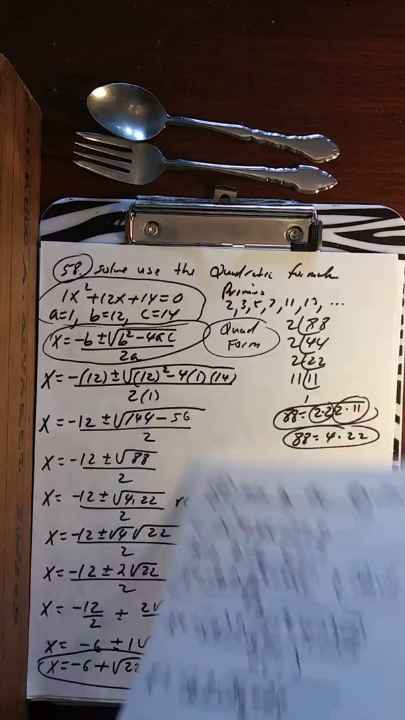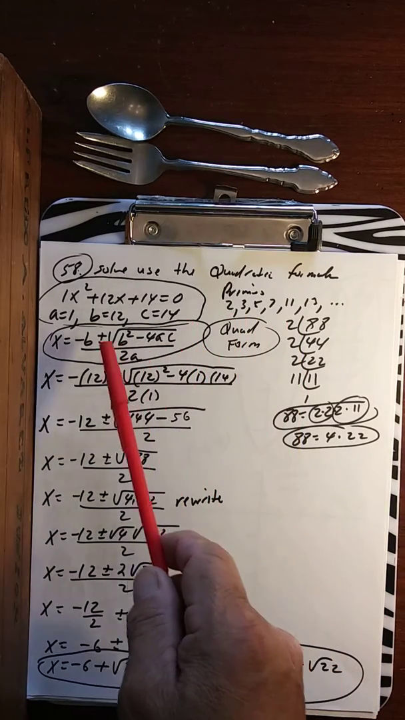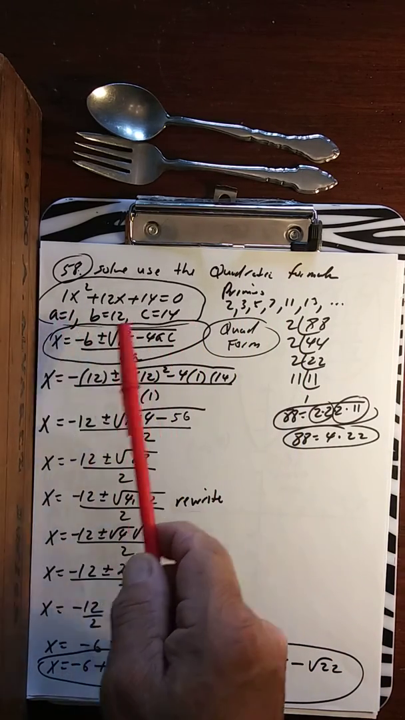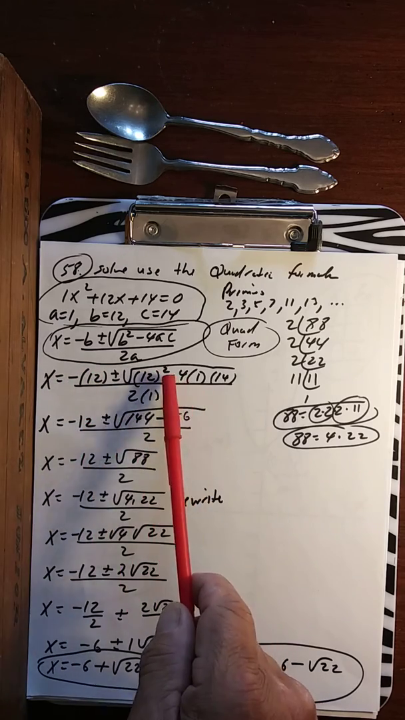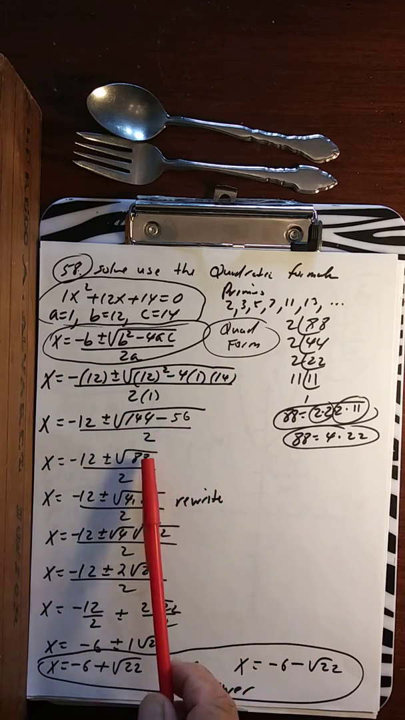Negative 3 plus 4. So x equals what? Negative 7. Or x equals what? 1. Use the quadratic formula again. So A, B, and C. Put them in the formula. Negative 12 squared is 144. That's going to be a negative 56. That's going to be 88.